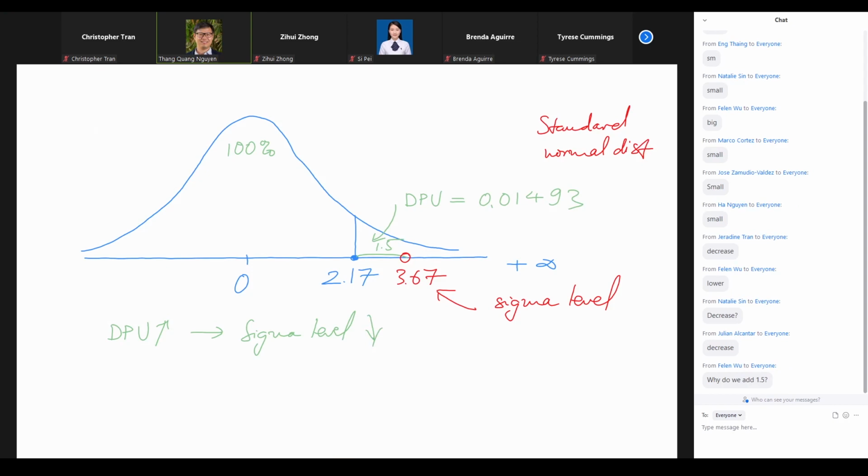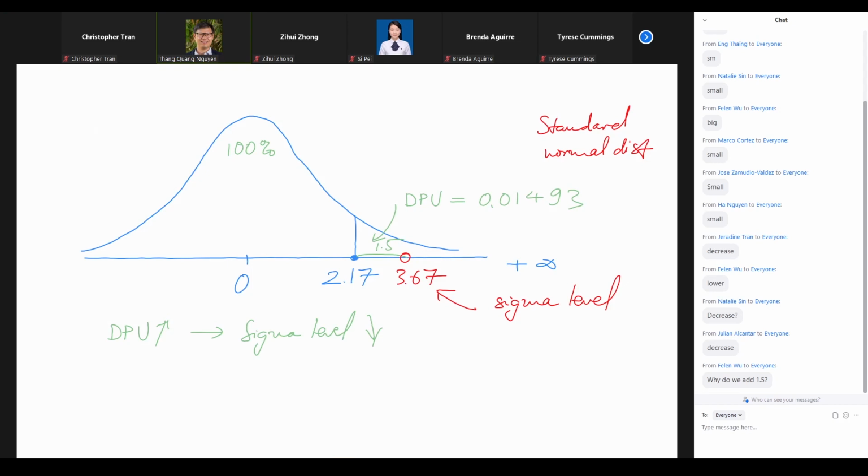Okay, I'll answer why we add the 1.5. So when the DPU increases, it means that our process becomes worse than before. We will produce more errors than before, right? So to reflect that, the sigma level should decrease, because the sigma level is a measurement of how good our process is, right? So when the defect probability increases, then we expect that our sigma level will decrease, right? I hope it is intuitive.